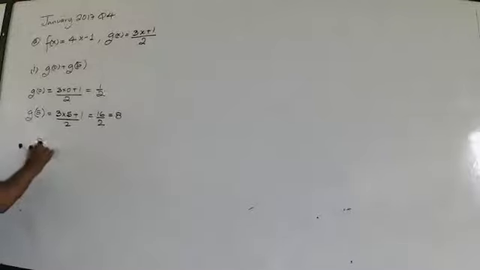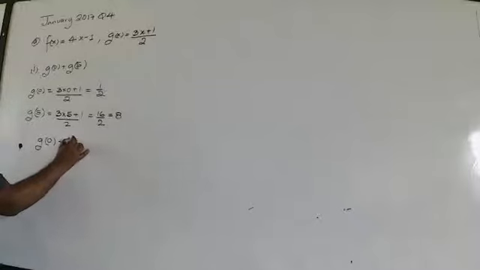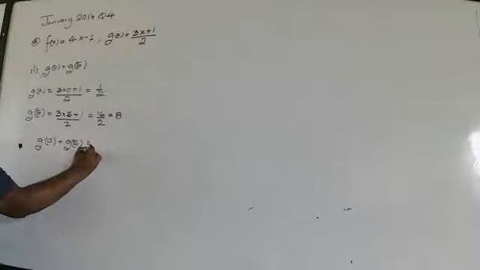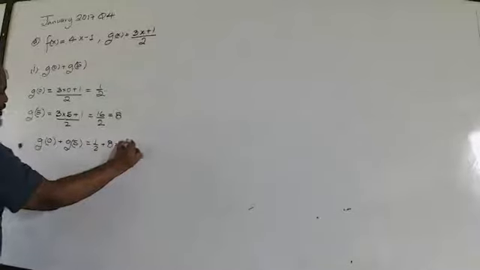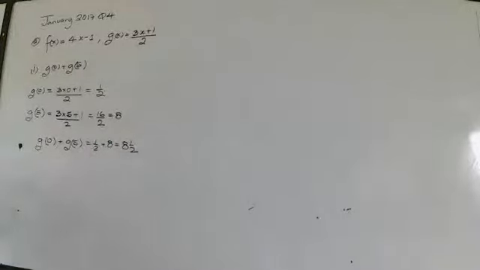So g of 0 plus g of 5 is a half plus 8. Do you have 8 and a half? Yes, sir. The answer is 8 and a half. Are you listening?